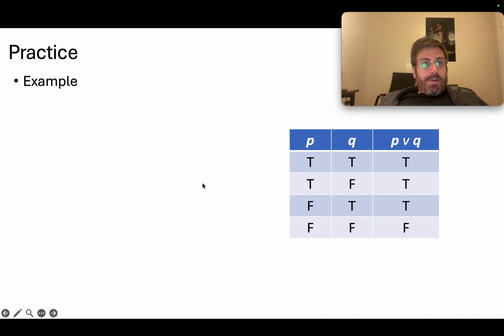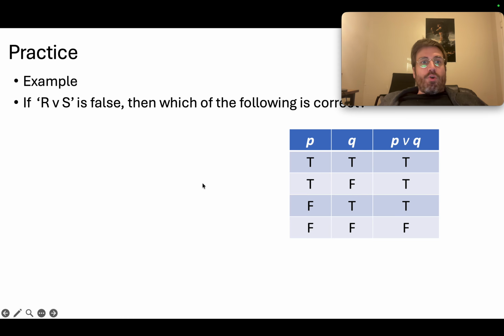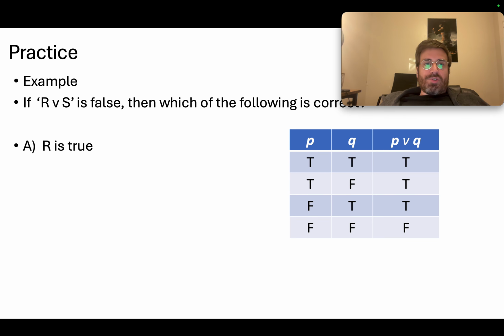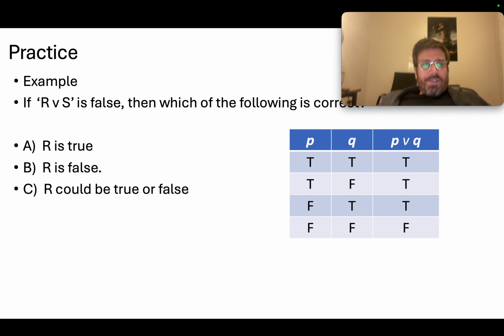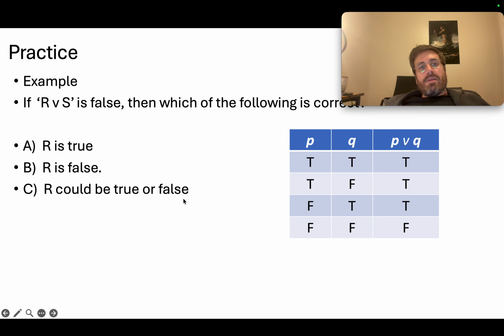Let's look at another example. If either R or S is false, then which of the following is correct? So we're dealing with disjunction for two variables, P Q, and we're using R S to stand in for them. A, R is true. B, R is false. C, R could be true or false. So if either R or S is false, then which of the following is true? A, R is true. B, R is false. Or C, R could be true or false.